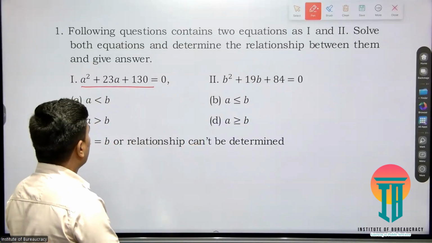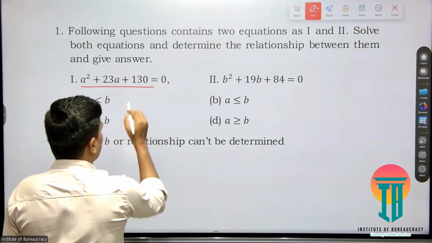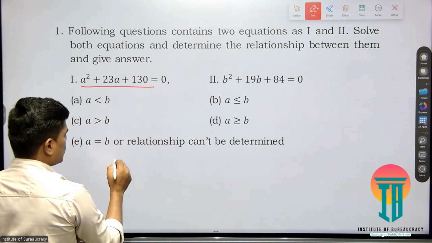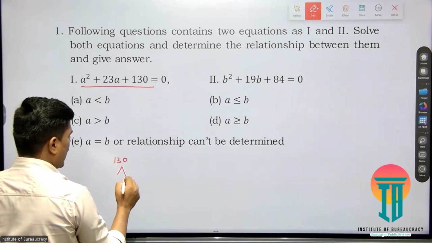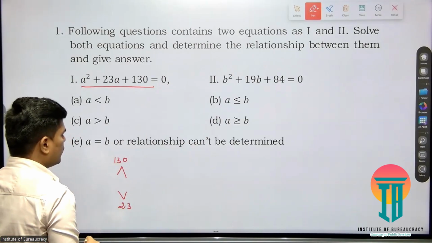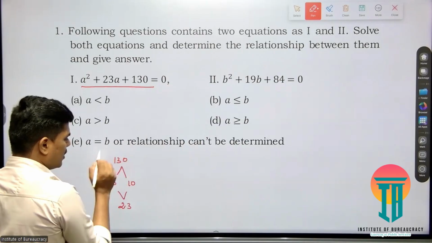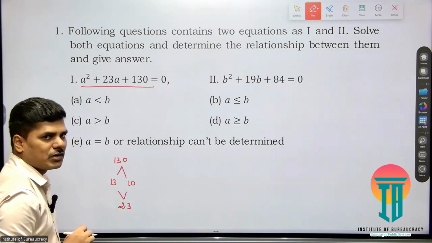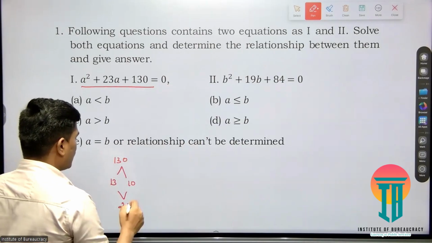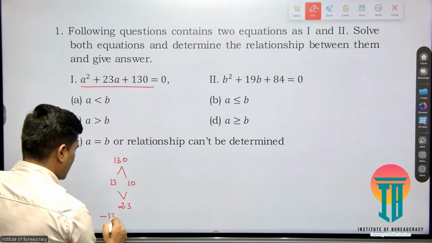Okay. a square plus 23 a plus 130. That means two numbers that multiply to give 130 and add to give 23. What are the two numbers? It is nothing but 13 and 10. If you multiply, you get 130. If you add, you get 23. So in this case, the roots are going to be minus 13 and minus 10.